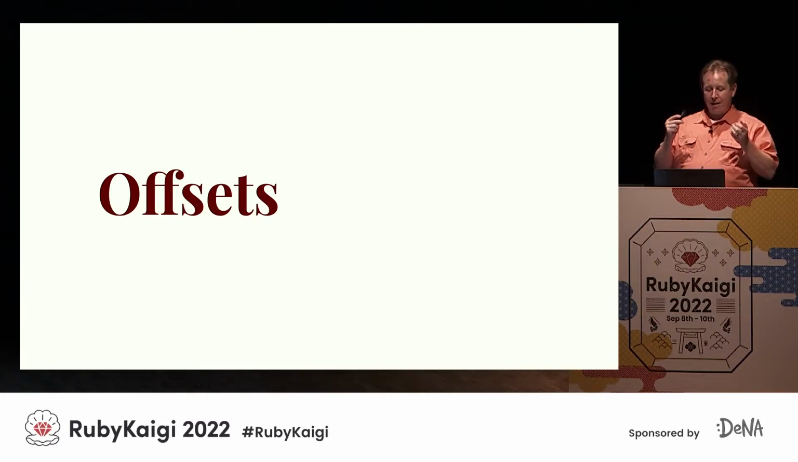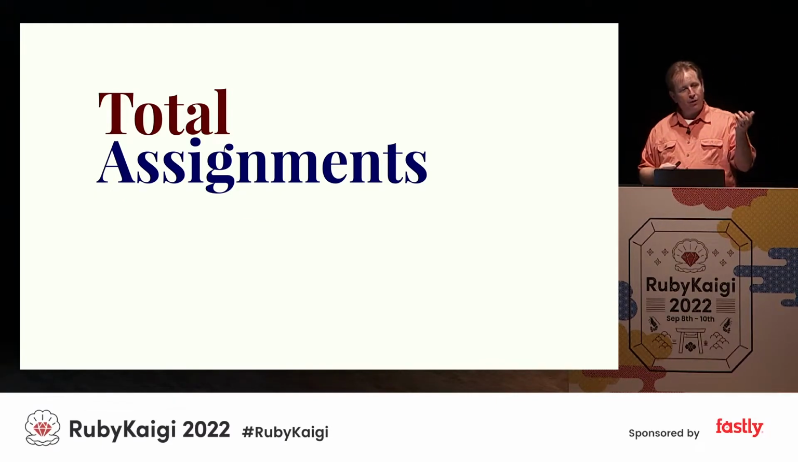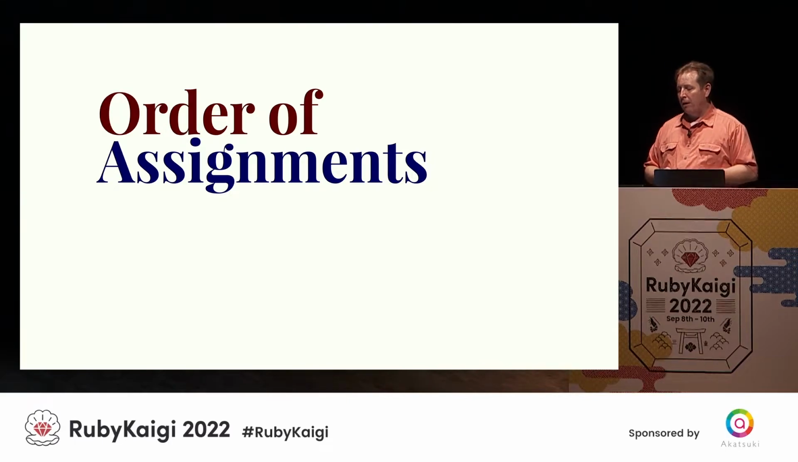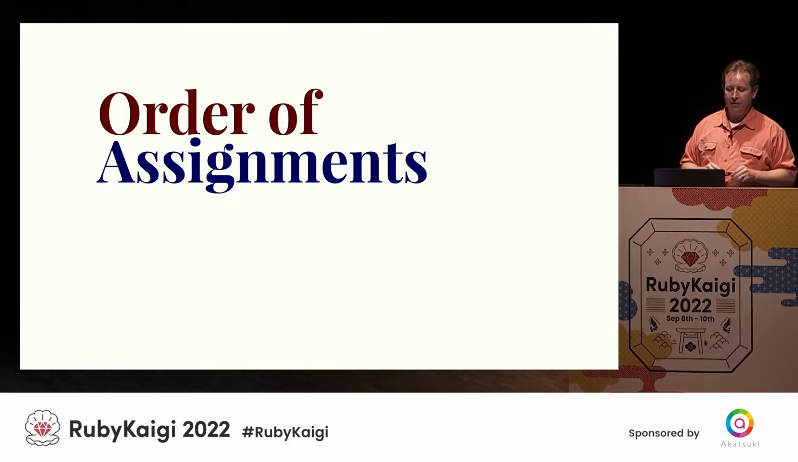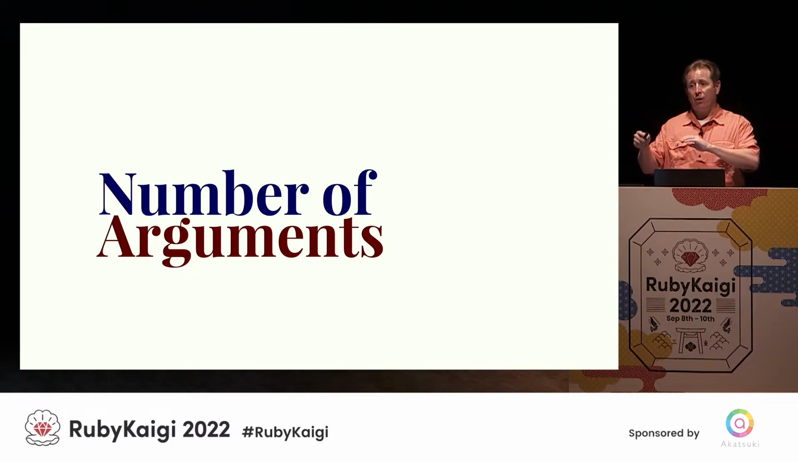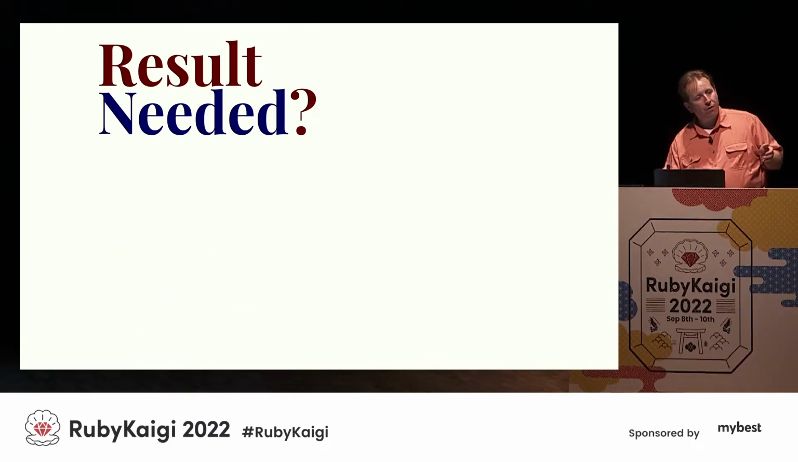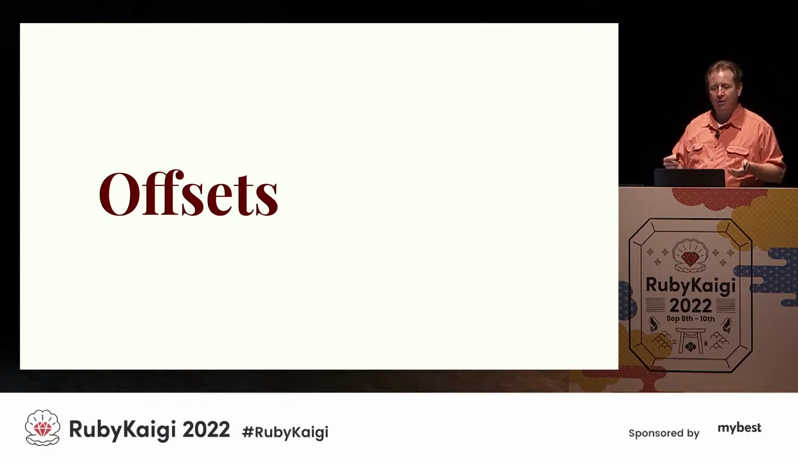All right, so from trying each of these small changes to multiple assignment and seeing how the instructions are affected, we can sort of piece together what affects these offsets. Well, we saw that the total number of assignments affects the offsets. We saw that the types of assignments, such as how many are local variables and how many are attributes, affects the offsets. We saw that the order of assignments, like which ones are local variables and which ones are attributes, affects the offsets. We saw that the number of element assignment method arguments affects the offsets. And we saw that the use of nesting affects the offsets. And we saw that whether or not the assignment expression return value is needed affects the offsets. So all those things must be considered when determining the offsets to use for the top n and set n instructions.